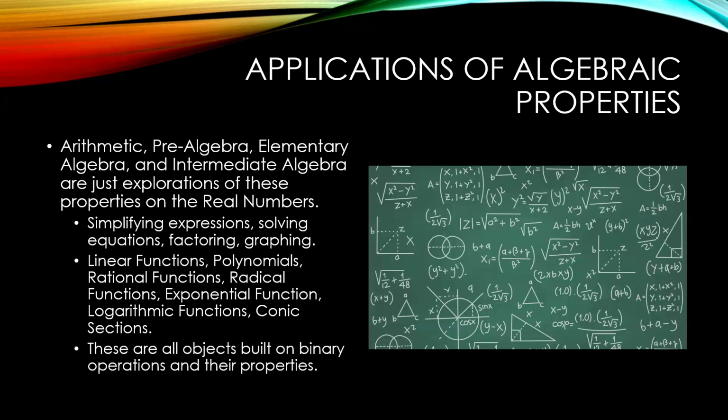Applications of algebraic properties. I mean, there are a lot of applications. Arithmetic, pre-algebra, elementary algebra, and intermediate algebra are just explorations of the properties of real numbers. And so we just described the properties that describe all real numbers. You have your closure, you have your associativity, commutativity, your identity, your inverse, and your distributive property. The entirety of arithmetic, pre-algebra, algebra 1, and algebra 2 are just applying those core properties. And so linear functions, polynomials, rational functions, radical functions, exponential functions, logarithmic functions, conic sections, these are all objects built on binary operations and their properties. All of it. And so everything that you have done related to algebra or arithmetic is applications of these algebraic properties. And so it's good to know these algebraic properties. You've already done all of the applications, whether you knew it or not.